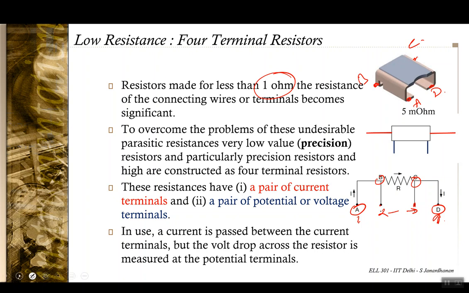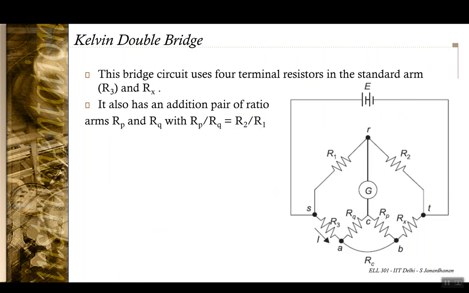Now let's go further. Now we can have a modified circuit of the Kelvin bridge called a Kelvin double bridge, in which you use 4 terminal resistors in the standard arms R3 and RX. The current terminals of R3 and RX are connected to the supply and between each other. So these are the current terminals which I am connecting in red.